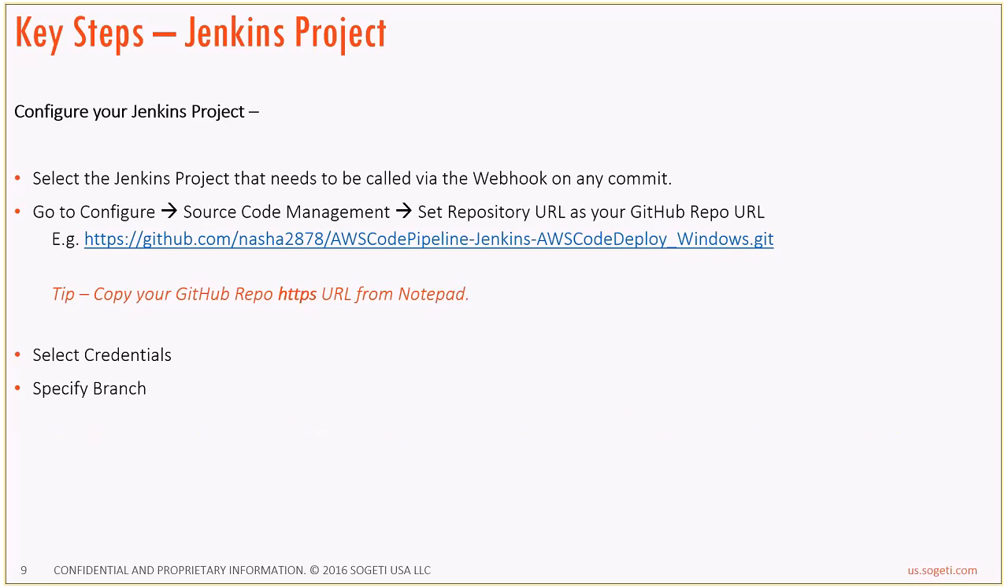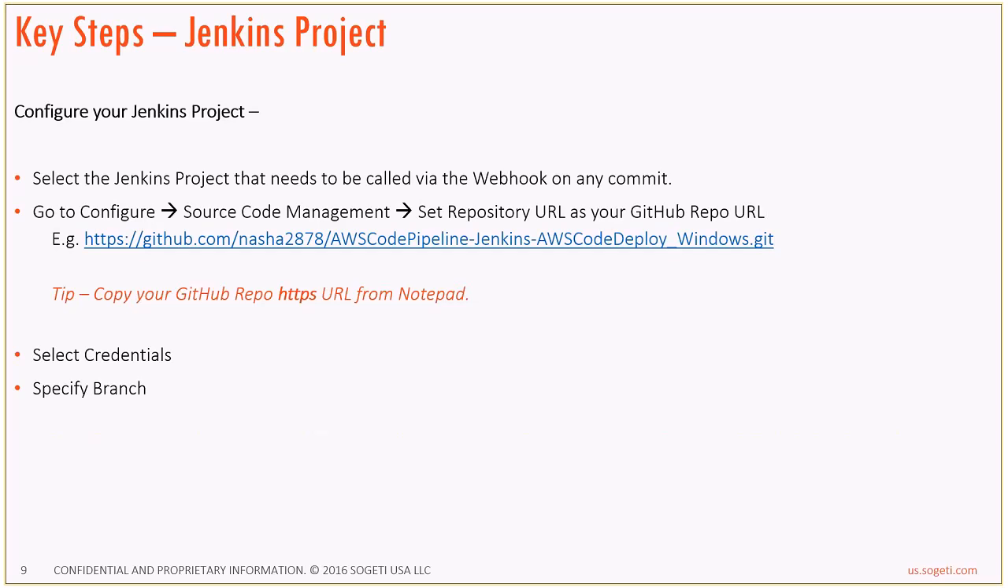The next set of steps over here is basically configuring your Jenkins project. Now select a Jenkins project that needs to be triggered via webhook on any commit to your GitHub repo. And let's say once you have selected your Jenkins project, go to configure, go to source code management, and under that go to set repository URL. And basically this is going to be the repository URL for your GitHub repo.